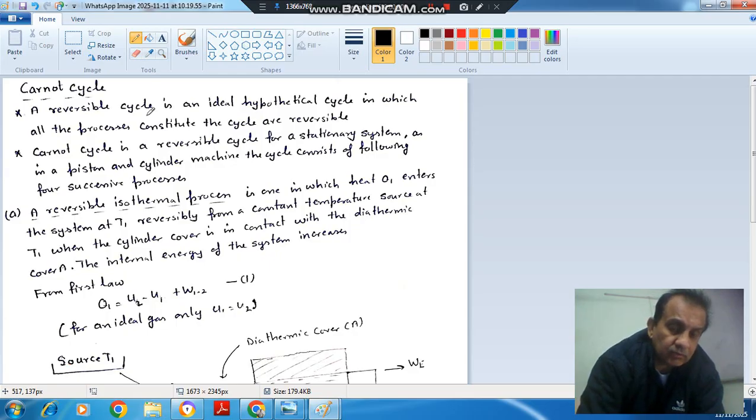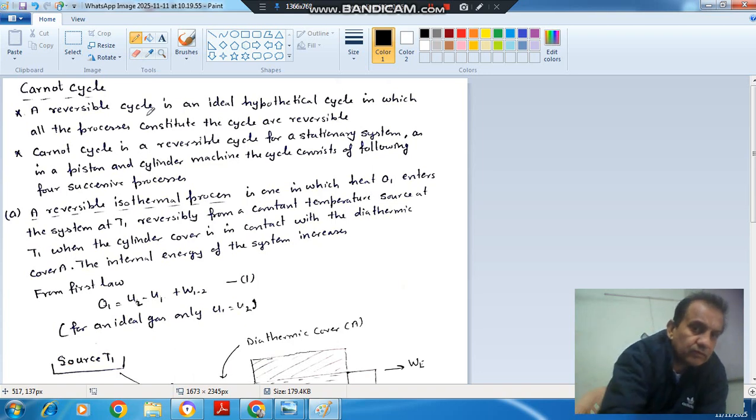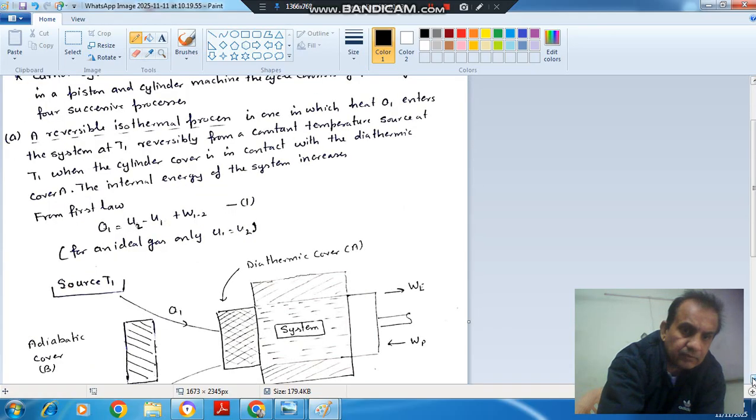So, Carnot cycle is an ideal cycle in which all the processes are reversible, and that's why it is also called a reversible cycle. So a reversible cycle is a cycle in which all the processes are reversible. Now we will study the Carnot cycle, and in this the first process is isothermal heat addition, or reversible isothermal process. So we will consider a piston cylinder arrangement.